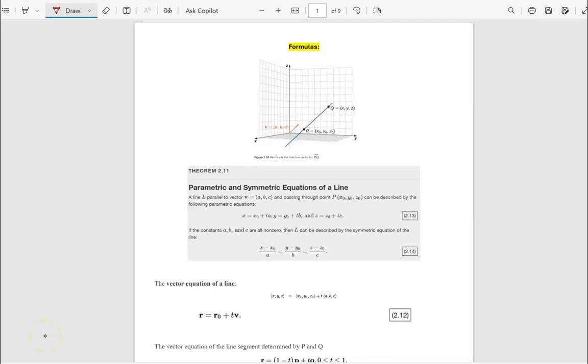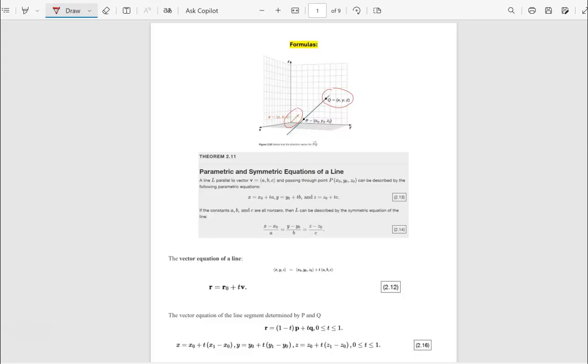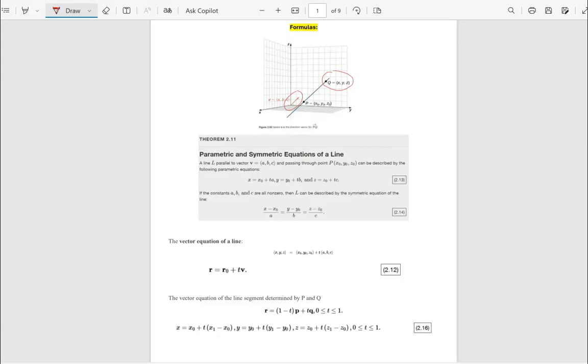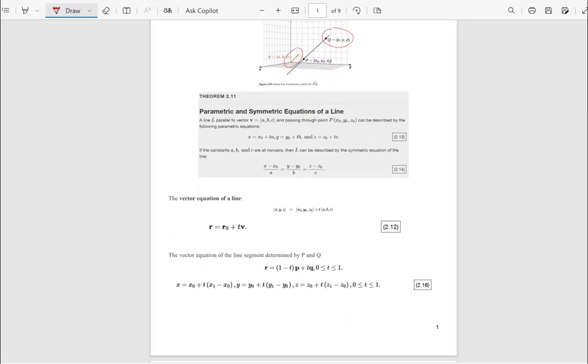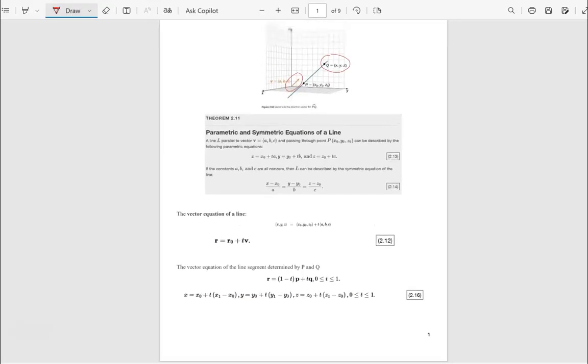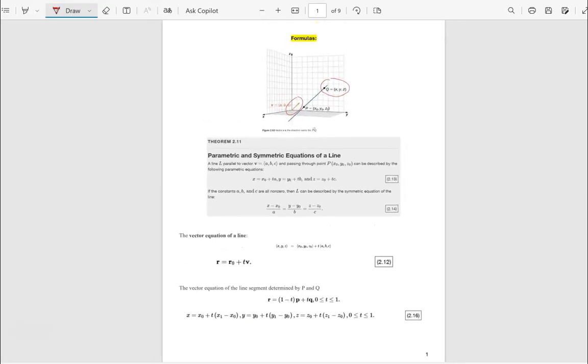Hi class, in this assignment we're going to be looking at lines in space. Lines in space are defined as containing one point, and then they also have a vector associated with them. The vector happens to be in component form. All of these formulas will be given, and there are multiple ways of writing, in this case, a line in R3.